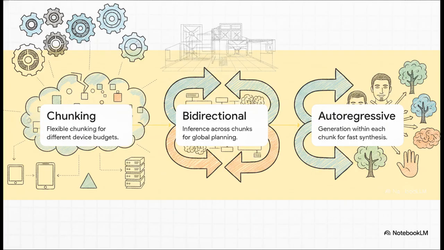Then, and this is where the magic really happens, it applies that slow, perfectionist, bidirectional method across the chunks for the big picture planning. It essentially locks in the overall structure of the scene. Finally, once that global blueprint is set, it switches gears. It uses the fast improviser autoregressive method within each of those chunks to just rapidly blast out the fine-grained details. It carefully builds the skeleton and then rapidly streams the flesh right onto the bones.